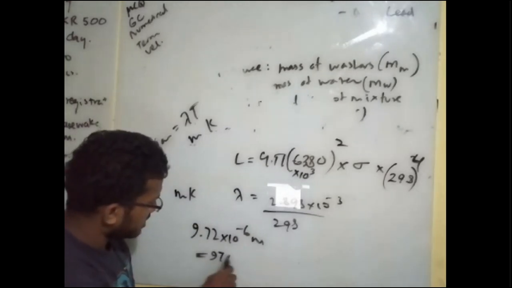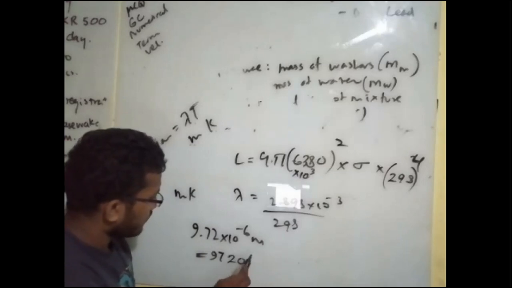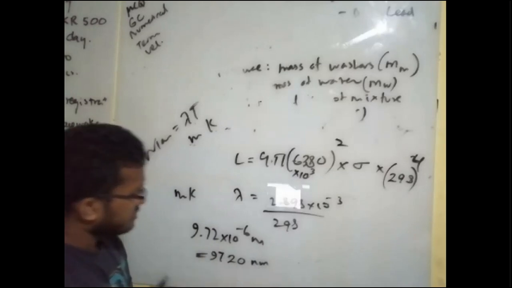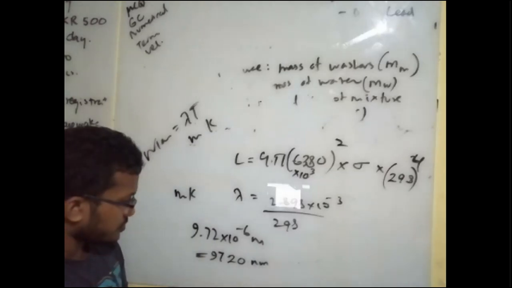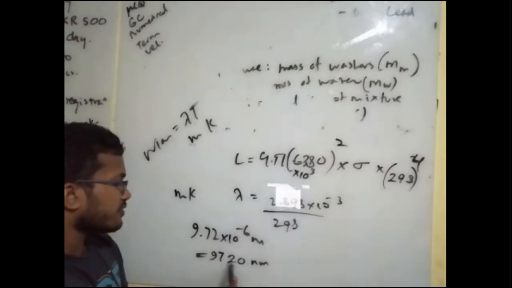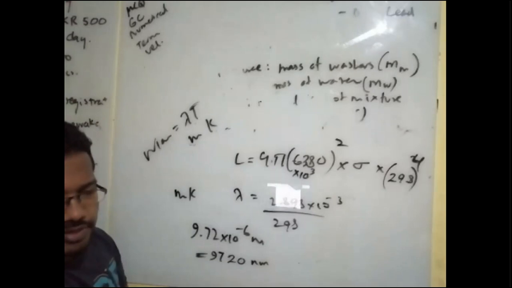No. In this case, 9,720 nanometers. So is it in the visible spectrum? I don't know actually. Visible spectrum is hundreds of nanometers, thousands of nanometers. So we are dealing with a wavelength longer than any visible thing.